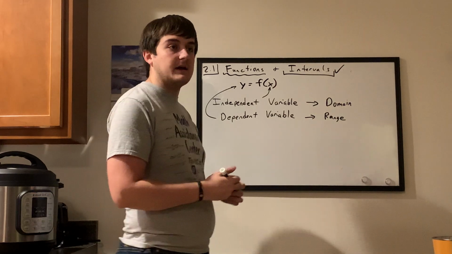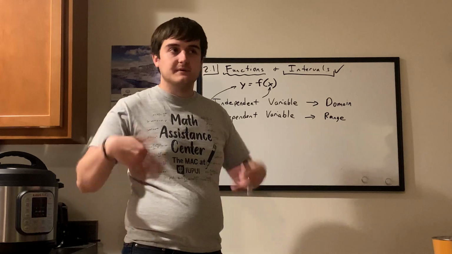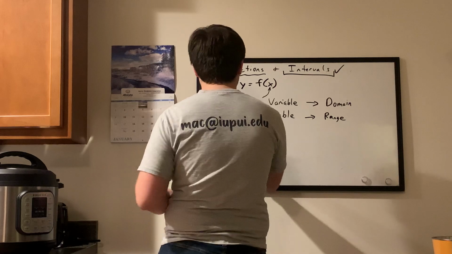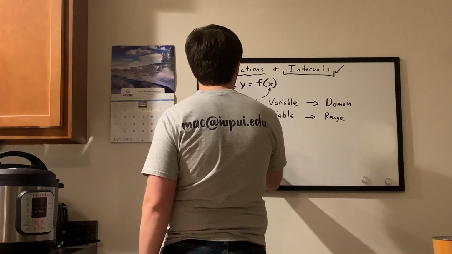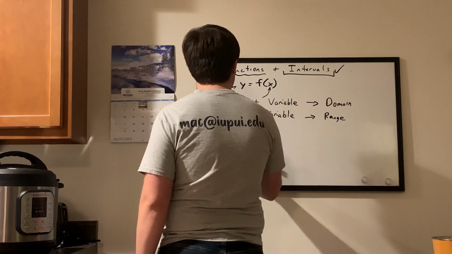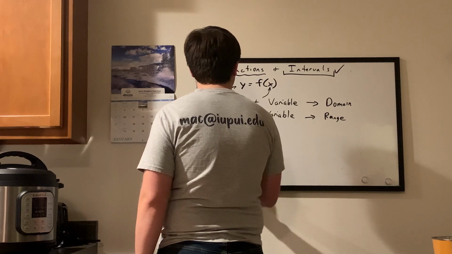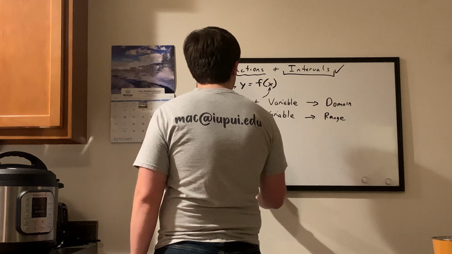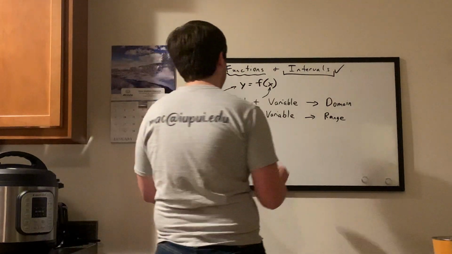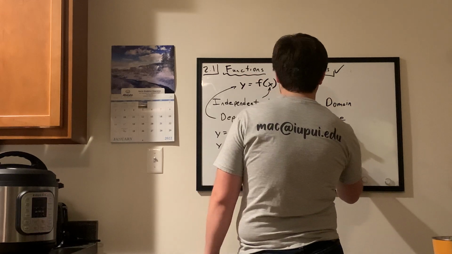Okay? So we're going to look at a few just basic functions and try to establish what's going on. So, I'm going to give us four functions. The first function I'm going to look at is y equals x plus 2, y equals x squared minus 1, y equals 1 over x, and y equals the square root of x. Okay, so now whenever it comes to each of these functions, I want to ask, well, what's the domain and what's the range?